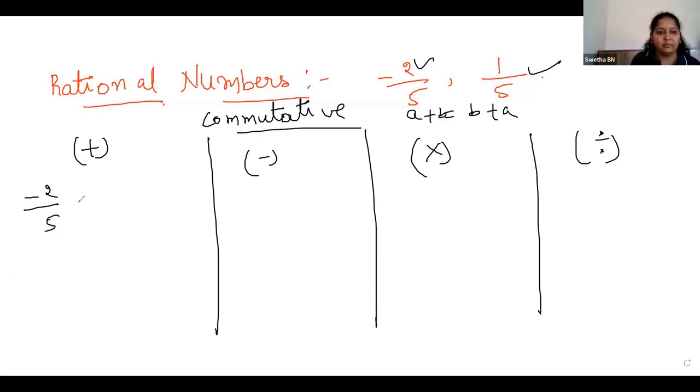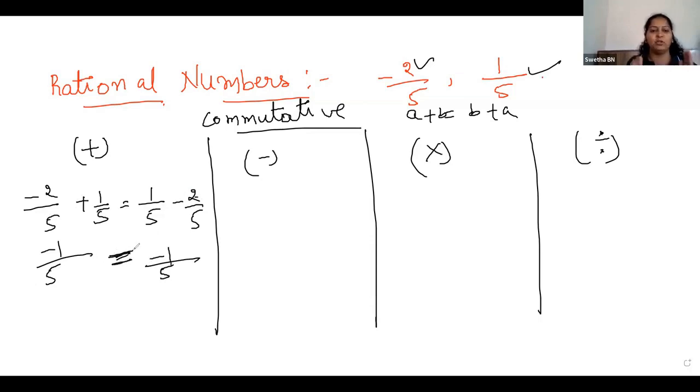-2 by 5 plus 1 by 5 is equal to 1 by 5 plus -2 by 5. Since there is a minus, let us write it like that. The denominators are same. So -2 plus 1 is -1, and 1 minus 2 is -1. Are they same? Yes, both the answers are same. -1 by 5, -1 by 5 has come. Both are equal. So the law holds good, it is satisfied.